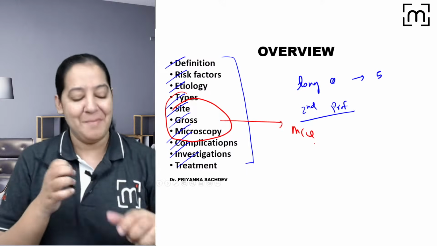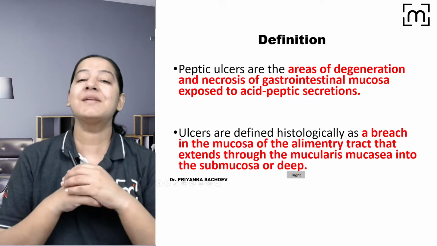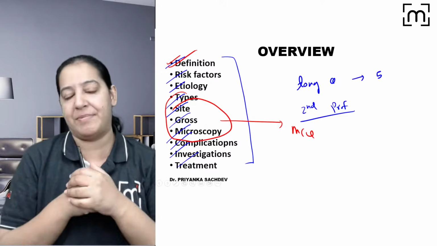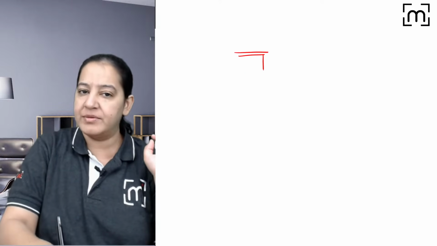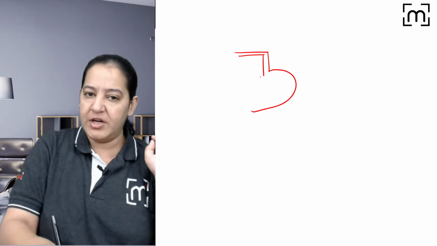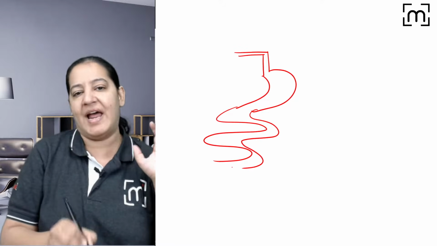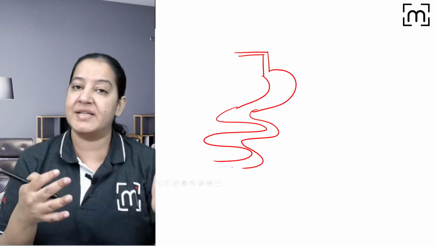So let me start. What is a peptic ulcer? Let me first start with the definition. We know humans have a GIT. The GIT starts from the esophagus, continues as the stomach, small intestine, and large intestine. This is the complete gastrointestinal tract.